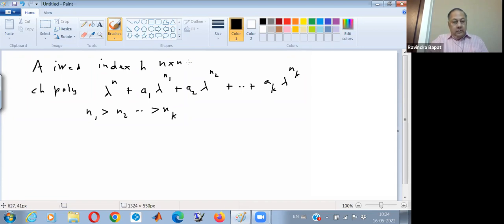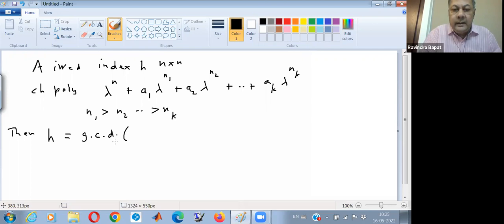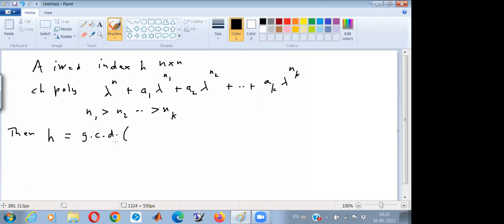Then here is one more purely algebraic description of H. Why do you take this form, where the powers of lambda are n1, n2, and nk? Why can't we take a general degree n polynomial with coefficients that may be 0? Yeah, when the coefficients are 0, I'm not writing that term. That's all. I'm only writing the non-zero coefficients. Others are 0. That I can always do. So there is no assumption here.